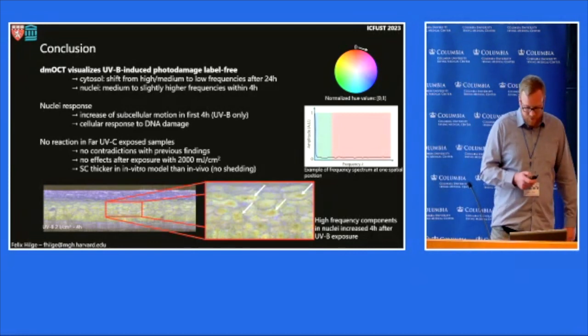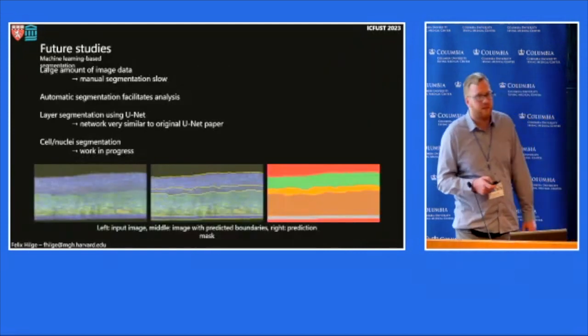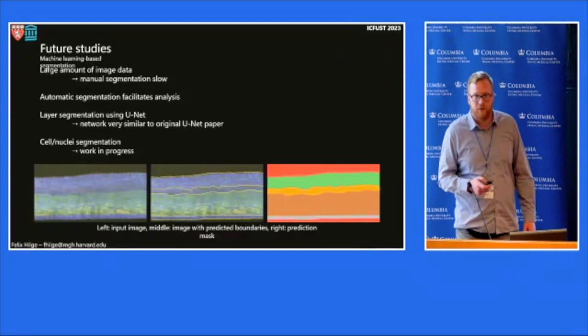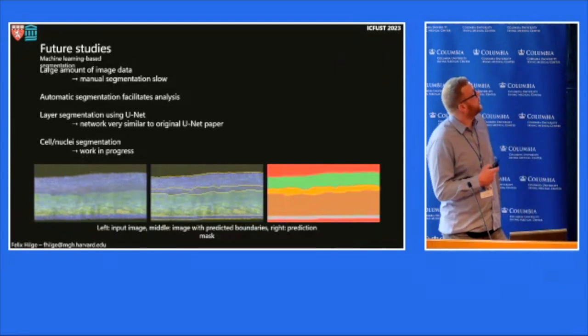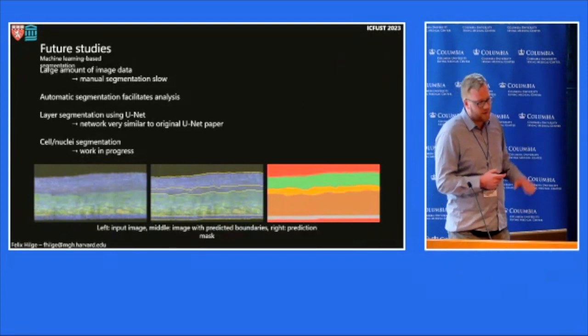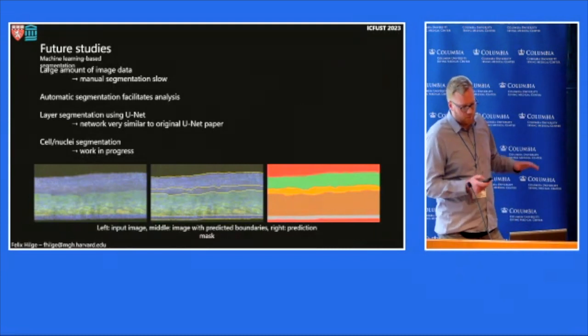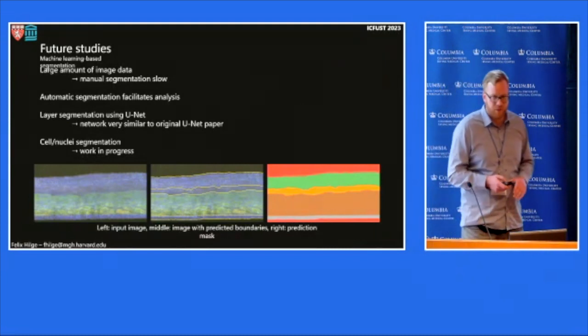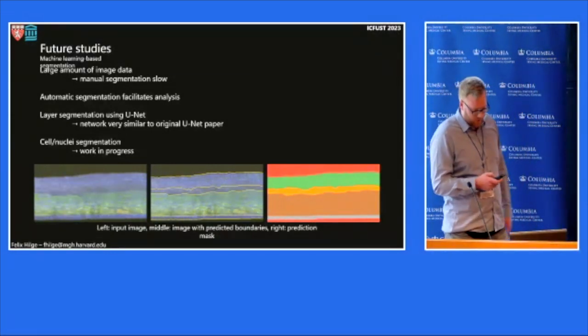And in the future, because manually segmenting cells is always very tedious and honestly not fun at all, we are using a machine learning approach. So far, I only did a layer segmentation using a U-Net, which was very similar to the original U-Net paper from 2015. And the cell and nuclei segmentation is work in progress.